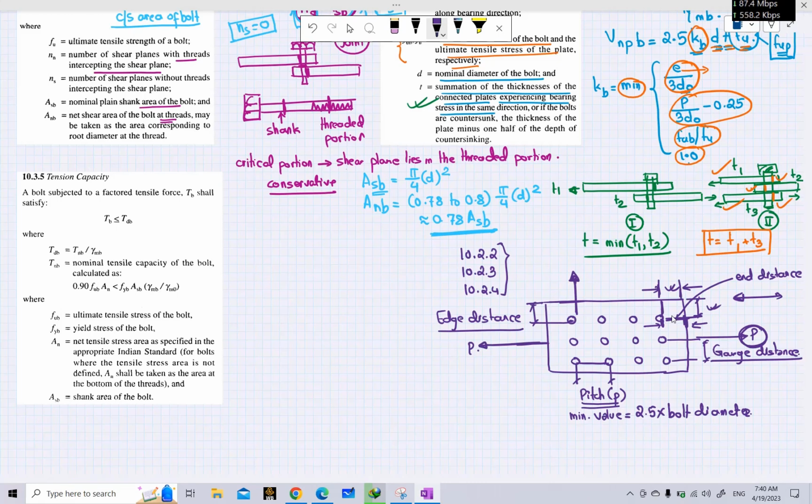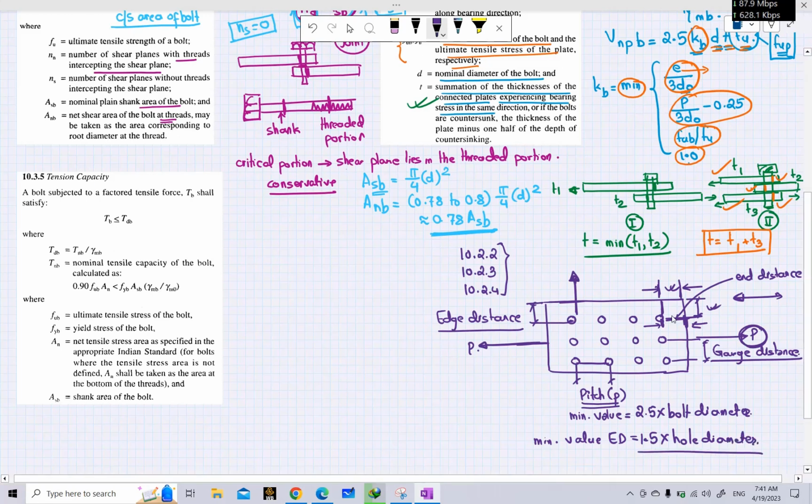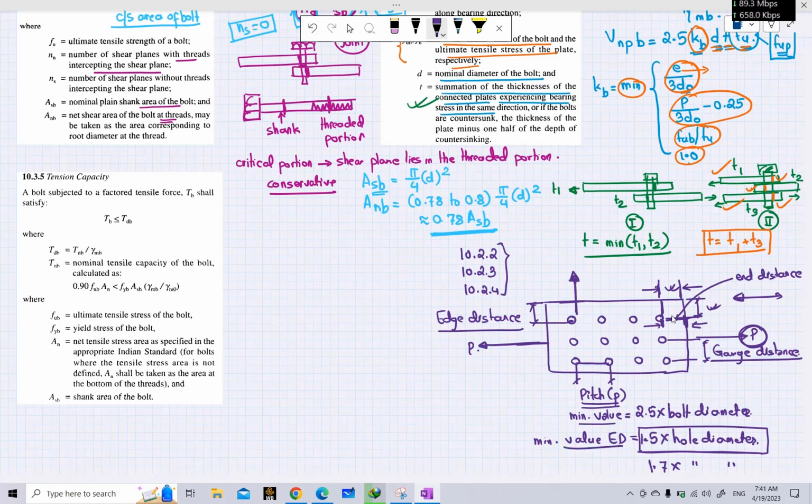The minimum value of edge distance or end distance is generally taken as 1.5 times the hole diameter. Now it is not bolt diameter, but it is the hole diameter. These are for machine cut edges, and we generally consider machine cut edges. If those are hand cut, then we take 1.7 times the hole diameter, but for now we will take 1.5 times the hole diameter. So for more detail on these distances, please look through these clauses in IS 800 code.